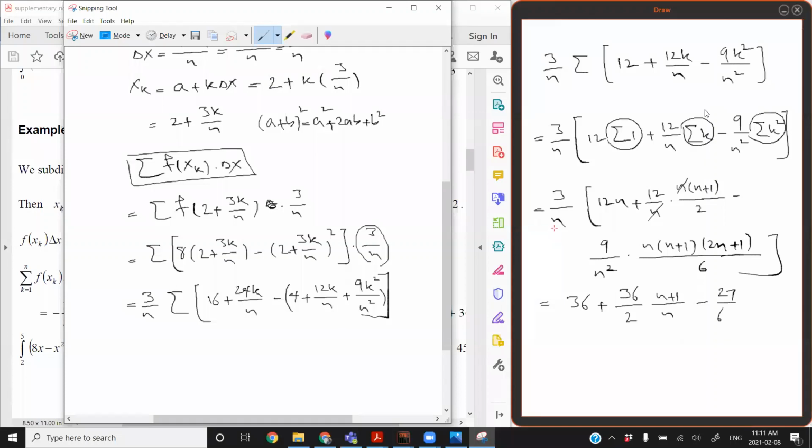I have this n here, which cancels this n. So write it down here. Minus 27 over 6 times. Okay, let's see what happens to the n's. This n cancels this n. I'm left with n plus 1 on top. I'm left with 2n plus 1 on top, and I'm left with n squared at the bottom.